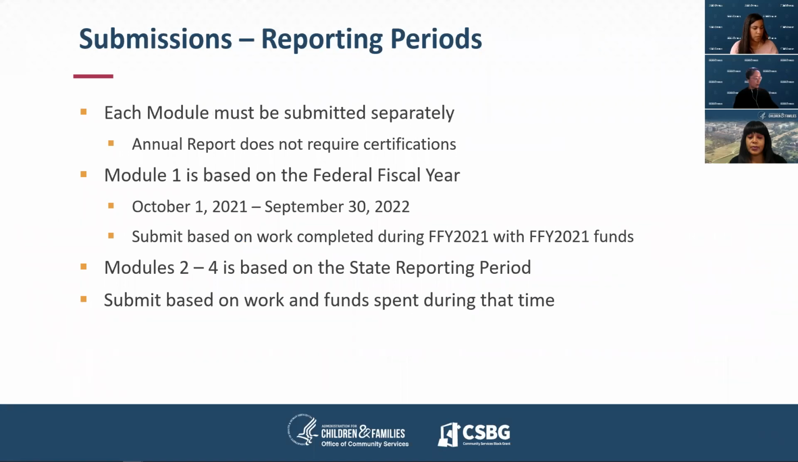Some quick notes about the reporting periods. Each module must be submitted separately. The annual report does not require certifications. Module 1 is based on the federal fiscal year of October 1st, 2021 through September 30th, 2022. So you should be submitting Module 1 based on the work completed during fiscal year 2021 with fiscal year 2021 funds. And then for Modules 2 through 4, it is based on the state reporting period. So you should report based on the reporting period established within your state, and then submit based on work and funds spent during that time as well.